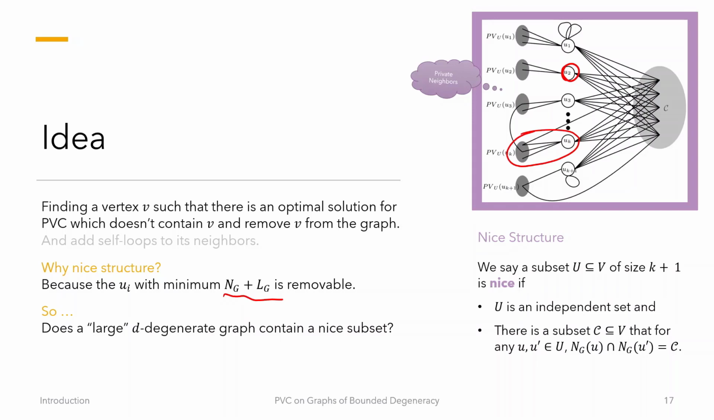So we are trying to compress our graph. As long as the graph is larger than a certain amount, we have to be able to compress it. So we should find a nice structure in it, and we should remove the vertex with minimum incident edges. But the question is, do we have a nice structure in a large enough degenerate graph?